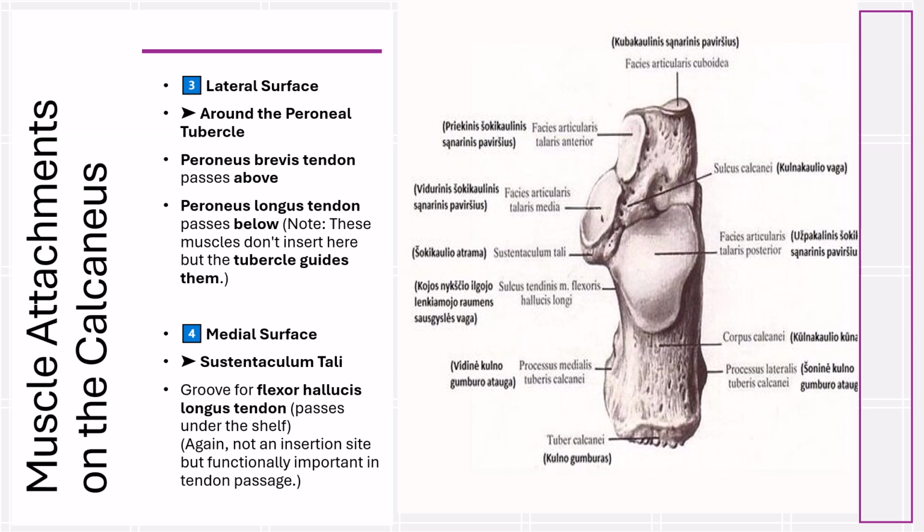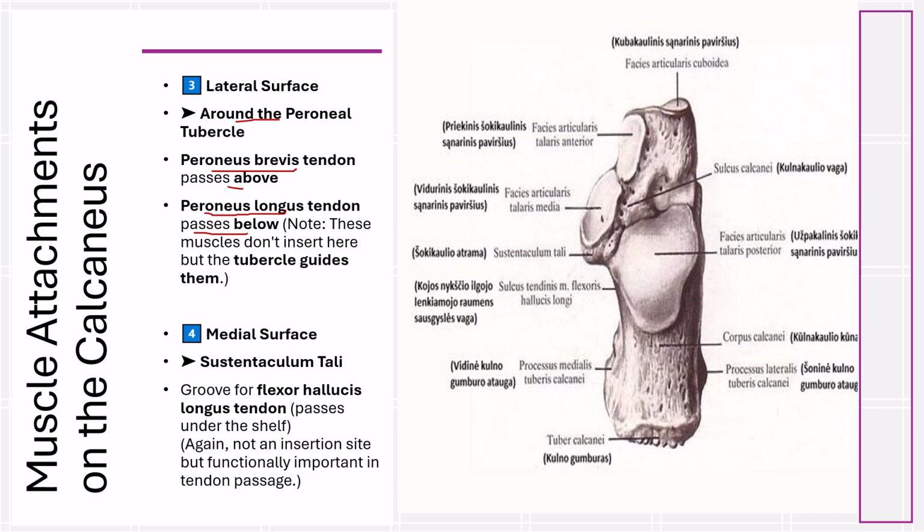In the lateral surface of the calcaneus, we have seen around the peroneal tubercle, the peroneus brevis tendon passes from above, and the peroneus longus tendon passes from below. These muscles do not insert on the tubercle, but it just guides them or provides the place to go straight.